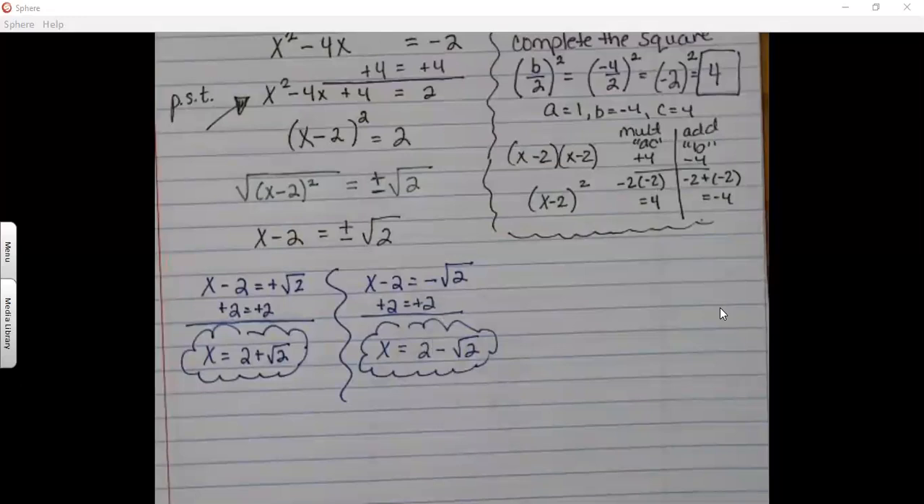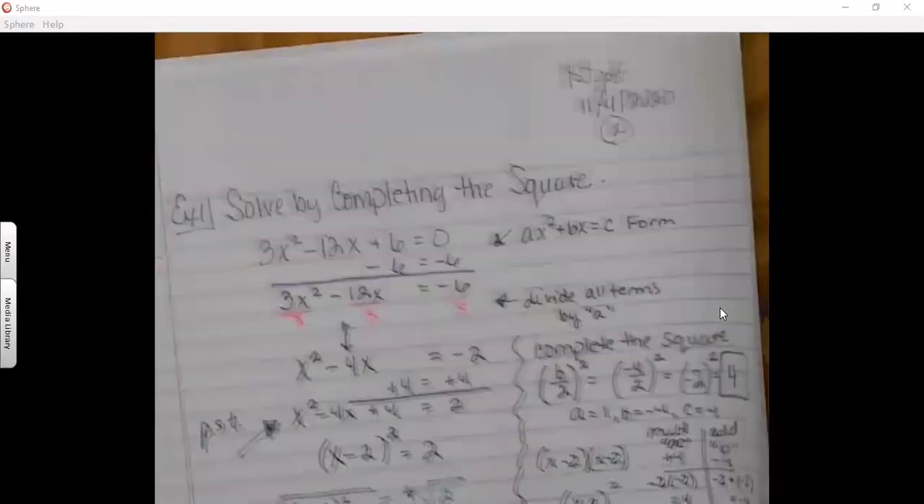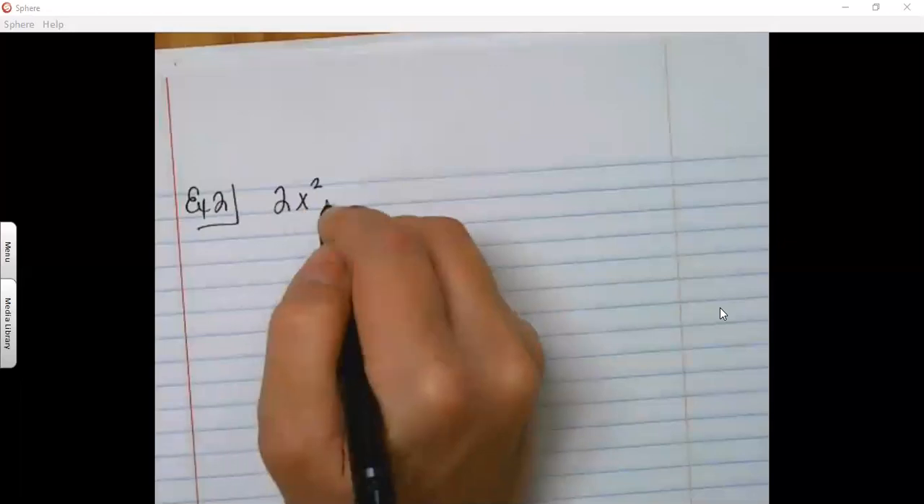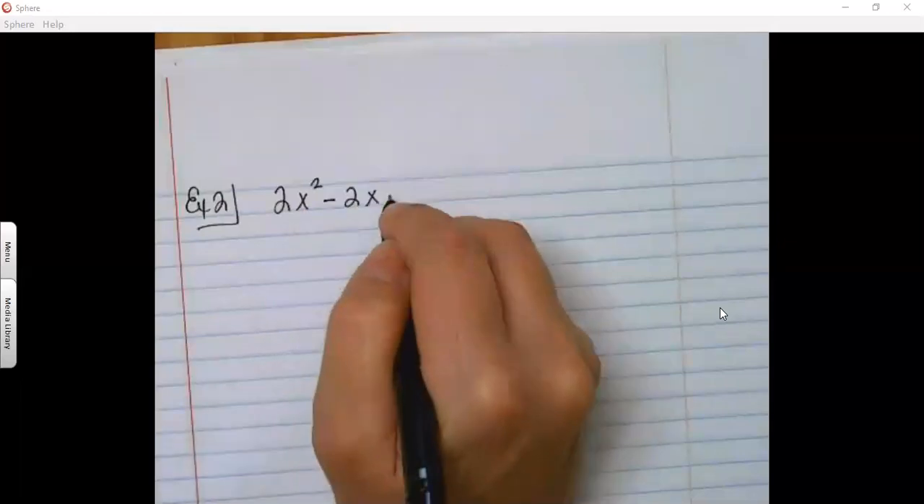All right, example 2. This one, I'm going to speed it up a little bit, except for when we get to the part when there's a fraction. I have 2x squared minus 2x plus 3 equals 9.